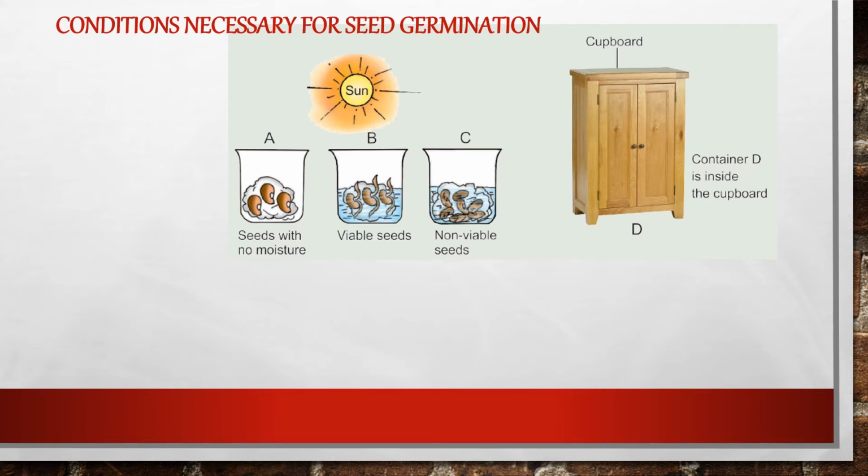Viable seeds and non-viable seeds mean what? Viable seeds are seeds which can germinate, which are in good condition. While non-viable seeds are seeds which cannot germinate. They have been damaged, if you can say so. In D, container D is inside the cupboard. As you can see here, we have put container D inside the cupboard.